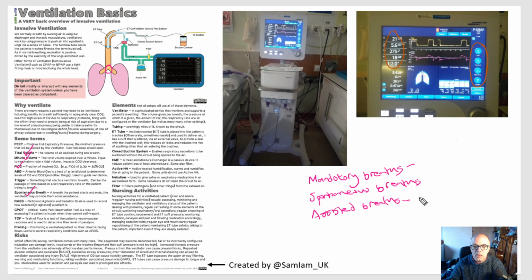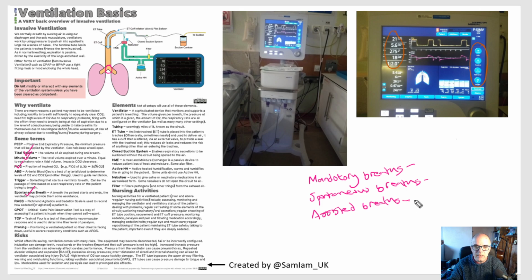Assisted breaths are if the patient initiates a breath, so they start to breathe for themselves, the ventilator will detect that breath and will give them a bit of assistance in taking that breath. So it will apply things like pressure support, which don't worry about, but that's just an assisted breath.